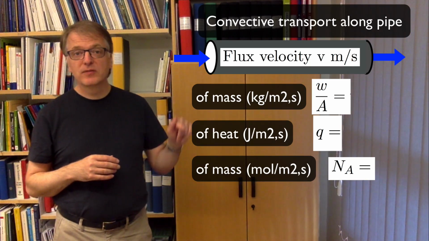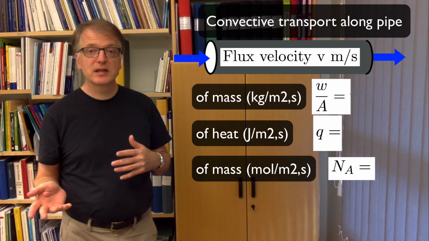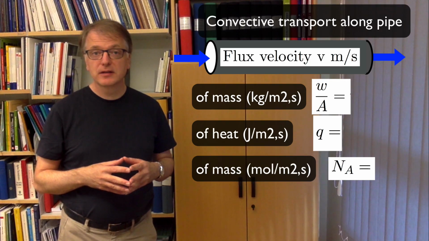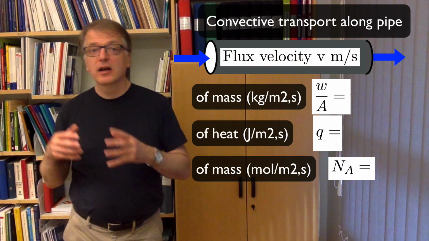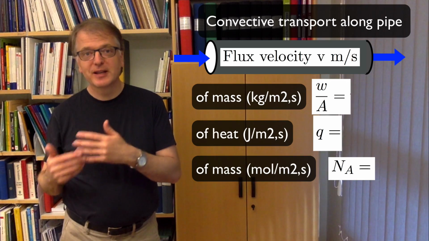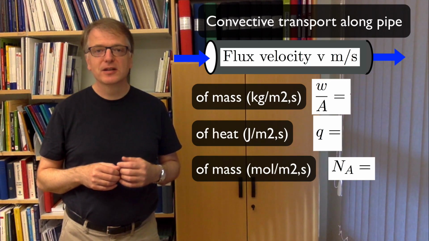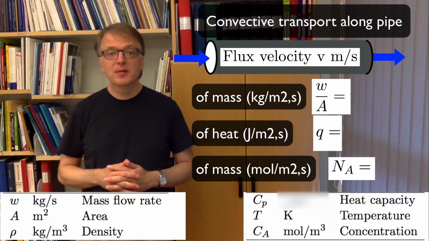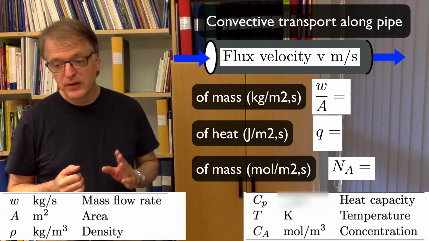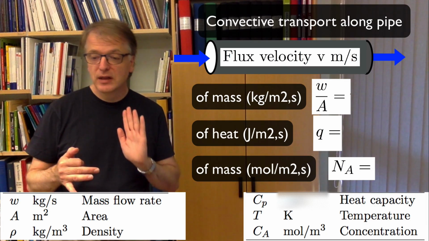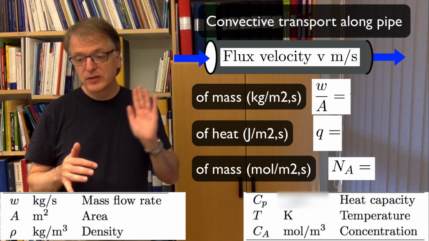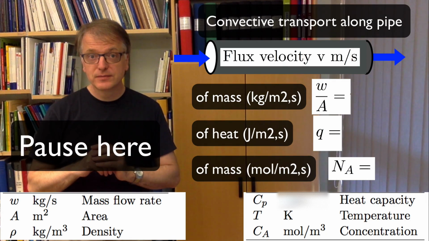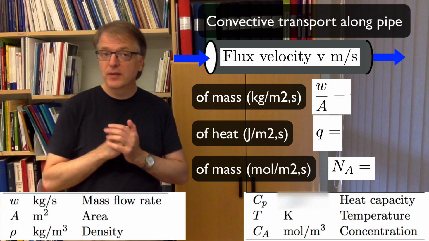And we will use W divided by A for kilogram per square meter and second, and NA for mole per square meter and second. And for heat transfer, I would like you to express it as joule per square meter and second, and we will use the small q for that. And you have these other parameters you can use. So you have the area, you have the density, you have the heat capacity, you have the temperature, and you have the concentration. So pause here and try for yourself. Okay, did you manage?